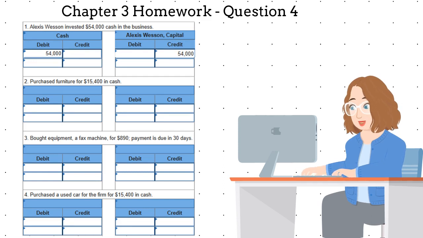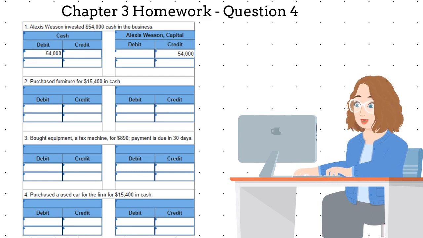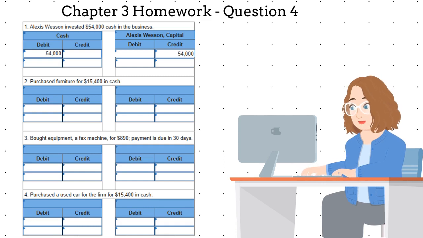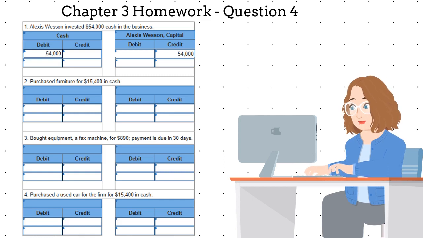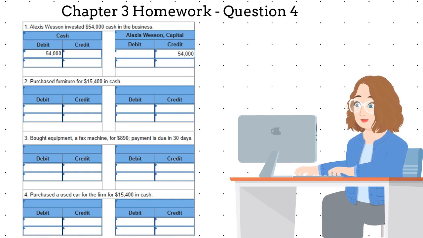For the second transaction, the business purchased office furniture for $15,400. We purchased an asset and assets increase with debits. And the business paid with cash. Cash is also an asset and assets decrease with credits. Enter it now.